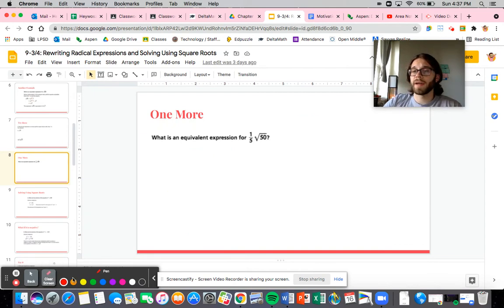Now, before I end off, I do want to say a couple quick things. So again, when you are multiplying, you can combine them. When you are adding, they have to have the same radicand in order for you to combine them. One more piece of information.